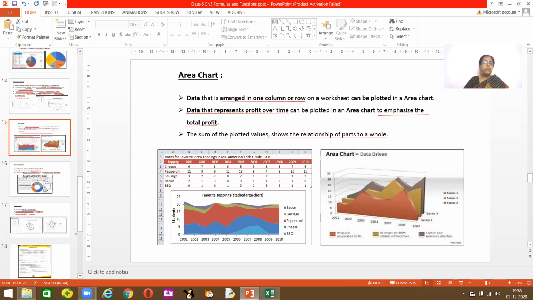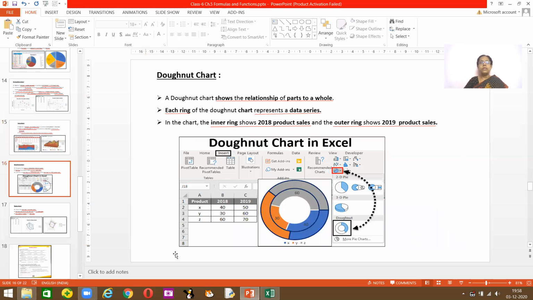The next one is called the donut chart. The donut chart shows the relationship of a total whole in ring shapes. Now you can see there are two types of data here. The production is given here. X, Y, and Z are the products, and here are the products during the year 2018 and during the year 2019. Both are shown in two rings. This is called the donut chart. I think the inner ring is showing 2018 production and the outer ring is showing 2019 production. This is the way the donut chart is.